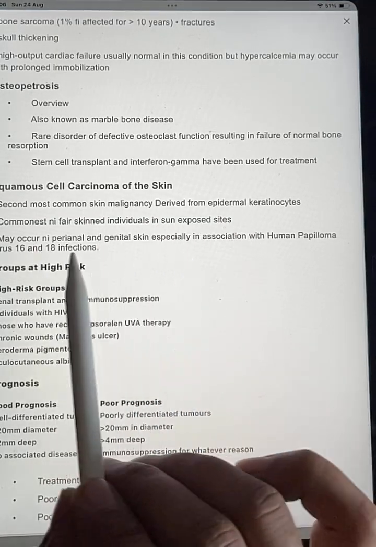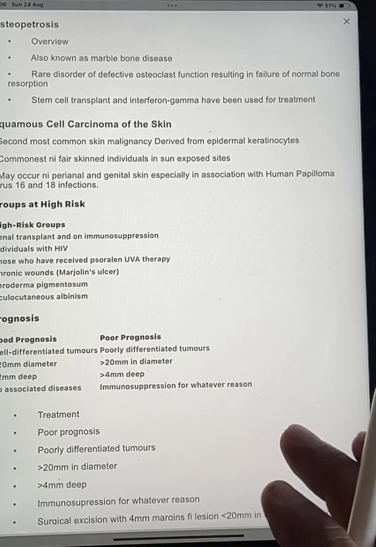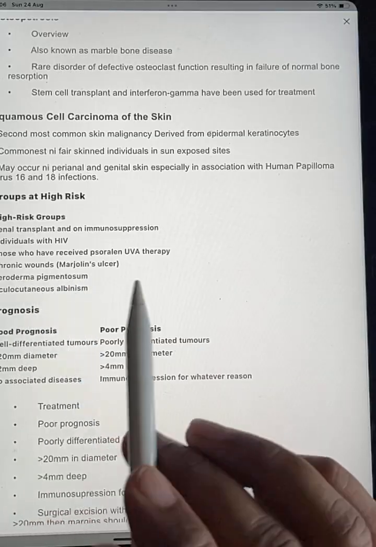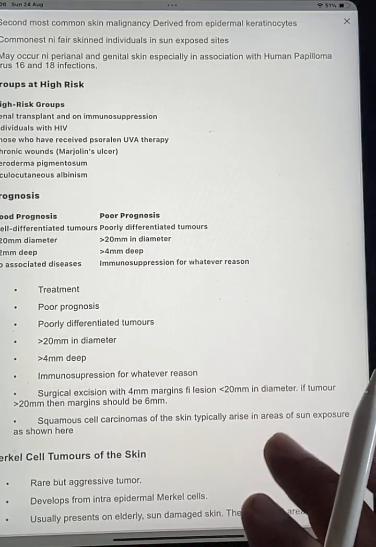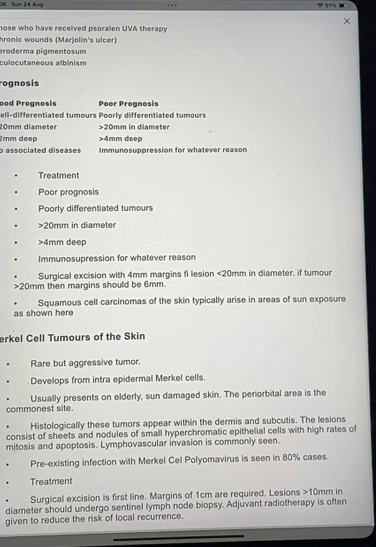Keratosis is common in fair-skinned people with sun exposure. High risk groups are renal transplant, immune compromised. These are the ones with poorer prognosis. So these are about the tumors of the skin.